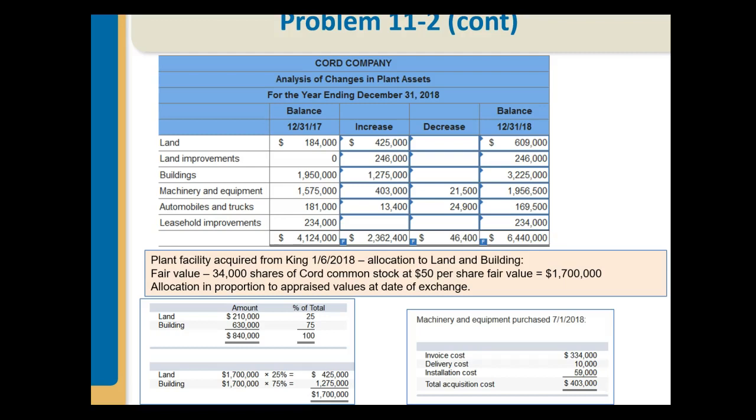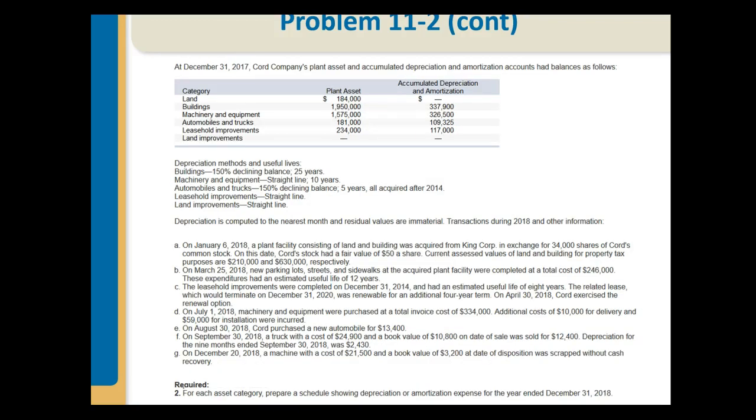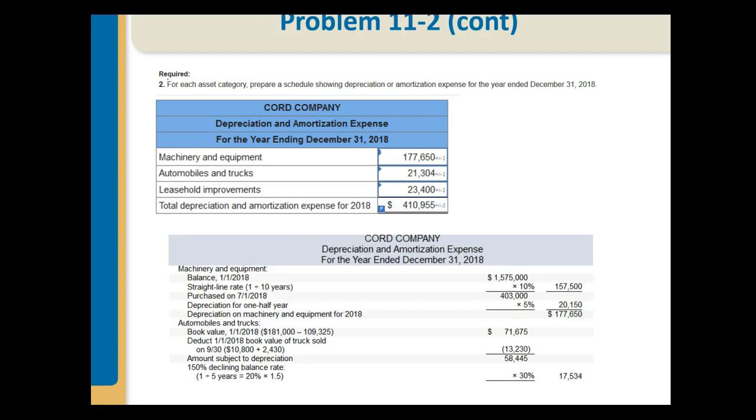Now the machinery, the invoice cost of the machinery that was purchased in 2018 is $334,000, but when we add the delivery and the installation, we have a total machinery and equipment cost of $403,000. Now, as we continue on, we need to see the depreciation for these various assets.